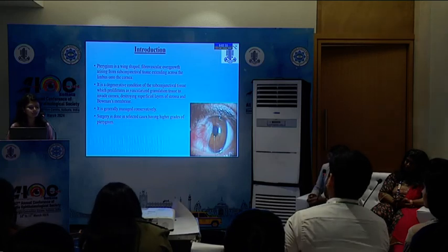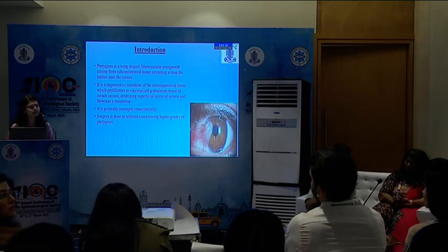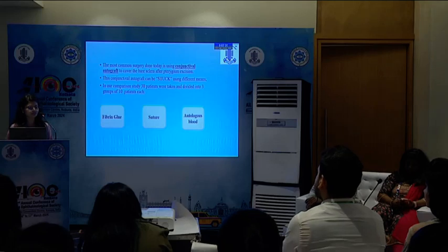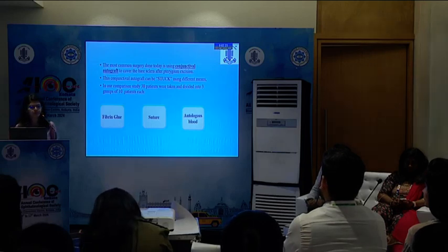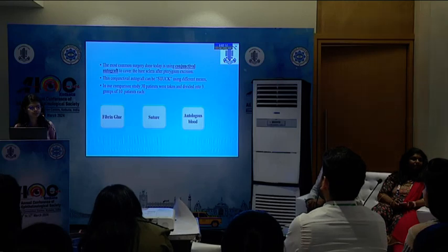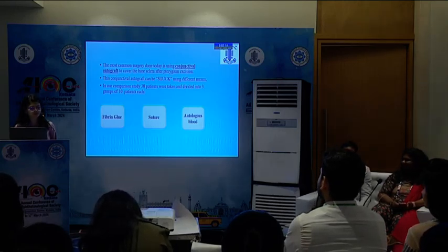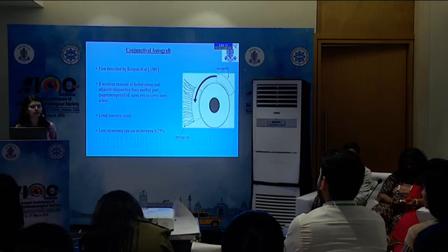It is managed conservatively. Surgery is to be done only in selected cases having higher grades of pterygium. Today, the most common surgery done is using conjunctival autograft to cover the bare sclera after pterygium excision. This graft can be stuck with different means. In our comparison study, 30 patients were taken and divided into 3 groups of 10 patients each: fibrin glue, sutures, autologous blood. Conjunctival autograft was first described by Kenyon et al.